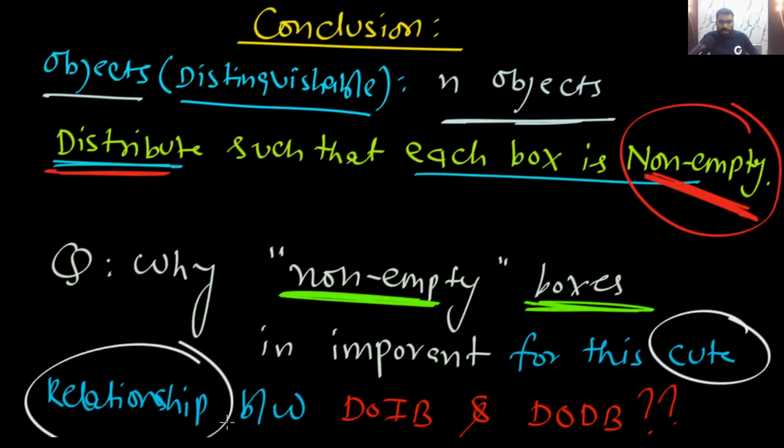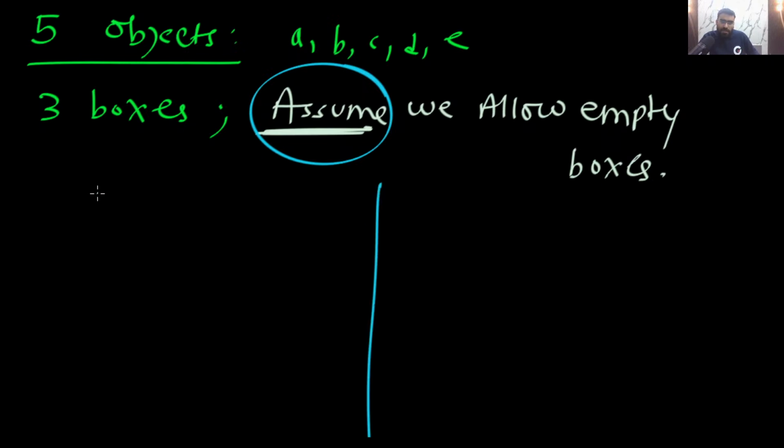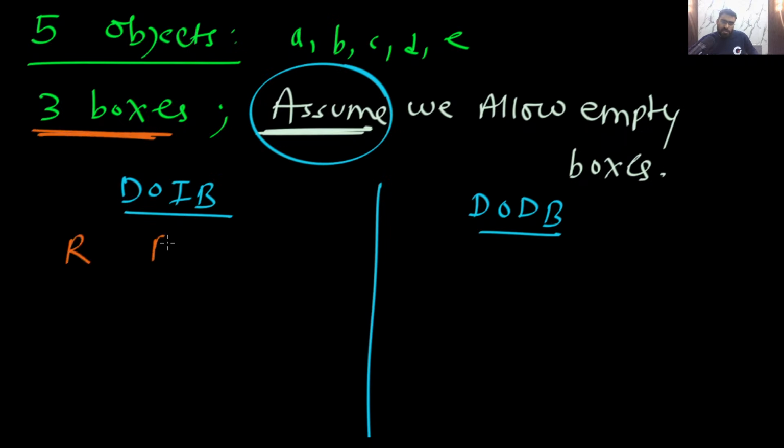Now you can see, assume you allow empty boxes. Now you tell me, on one side I am giving you DOIB, on another side I am giving you DODB. Now you tell me, this cute relationship will be gone or not? Three boxes, here R1, R2, R3, these are the boxes. See, now the cute relationship will be gone.